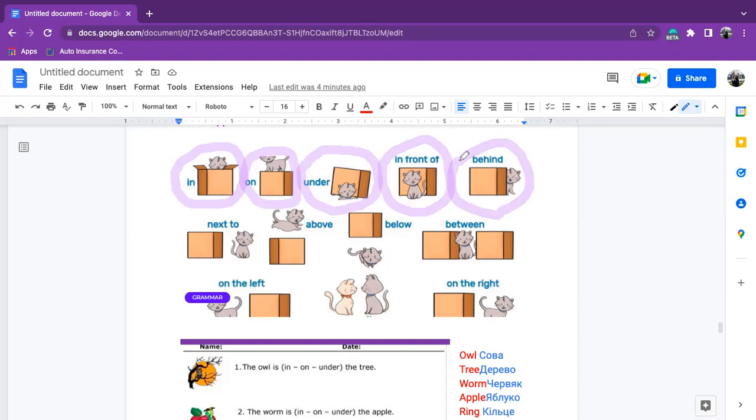Behind. I cannot see behind myself. I don't have eyes. Next to. The cat is next to the box.